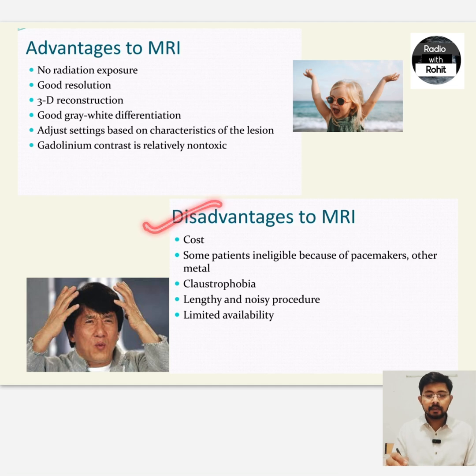Now we have some disadvantages of MRI. First one is the cost. It is very costly. Second, the patient may be ineligible because of a pacemaker or metals, because it has a magnet inside it. So patients who are post-op cases with implants or metals in their body are not eligible for the MRI. Claustrophobia is one of the major problems because it takes a long time and the machine makes multiple lengthy, noisy procedures, and also it has limited availability. So these are some advantages and disadvantages of MRI.